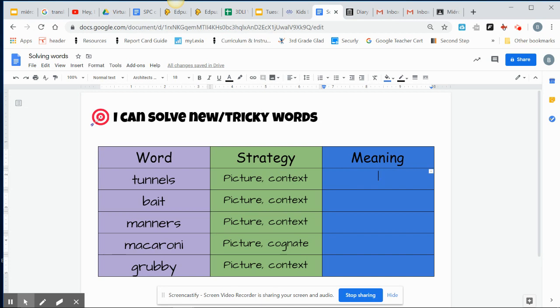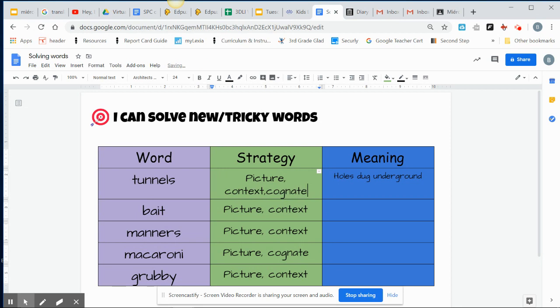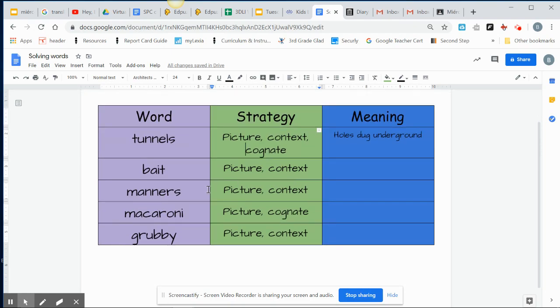So I'm going to put right here, it's going to say holes dug underground. And something I just realized, I believe in Spanish the word is túneles. So this would also be a cognate. Another way, I just thought of that one as we're going through this. So great, we can keep moving on.